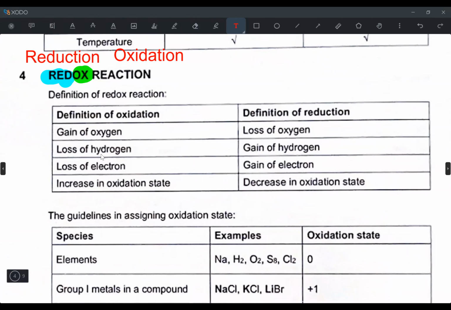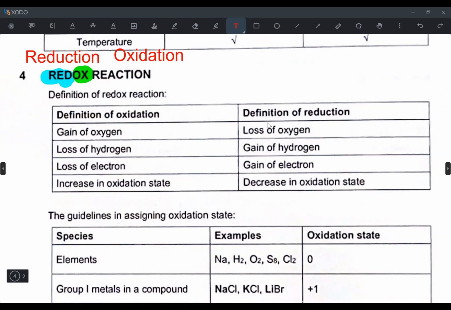This one was mentioned just now. Then, increase in oxidation state. This one I will explain later. So this one you must remember. Oxidation is gain oxygen, lose hydrogen, lose electron, increase in oxidation state. Oxidation state I will explain later, so just take it as it is first.